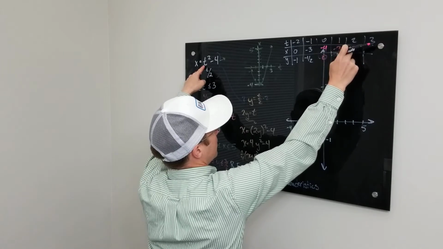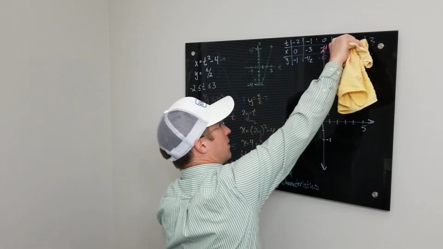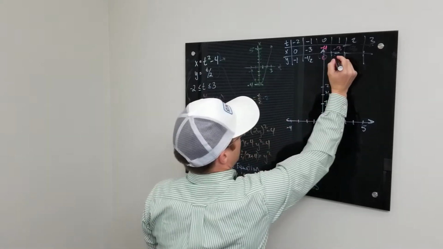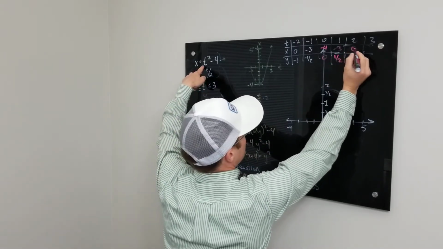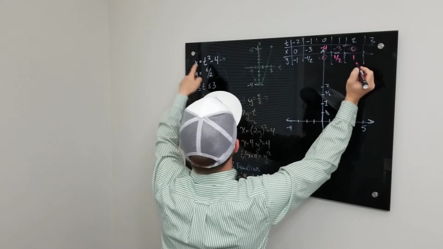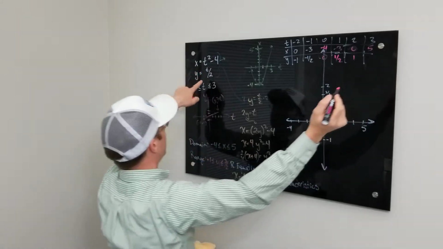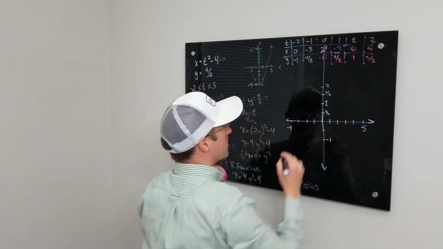If I put in 1, 1 squared minus 4 is negative 3 again, and y is positive 1/2. If I put 2 in, 2 squared minus 4 is 0, and then 2/2 is 1. Then with 3, 3 squared is 9, 9 minus 4 is 5, and then 3/2 is, well, 3/2.